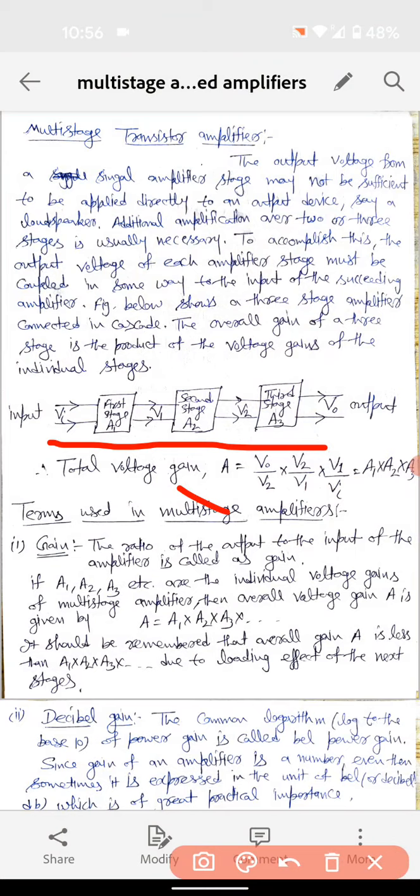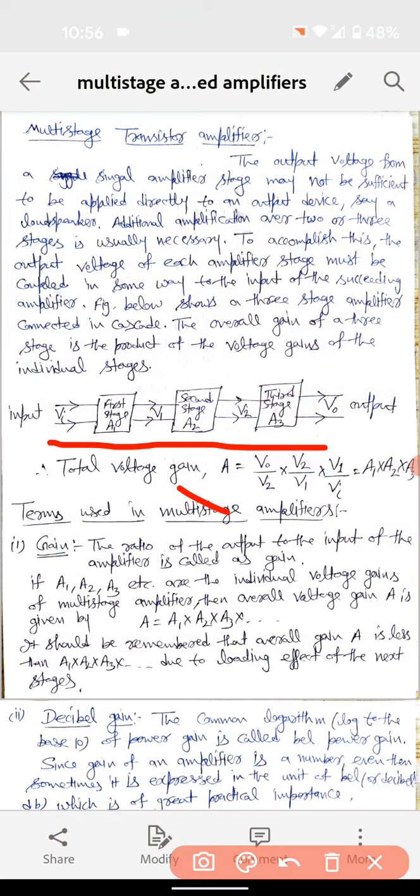Then this term will also come, V2 by V1, which is the gain for the second stage, and V1 by Vi, which is the gain for the first stage. So the overall gain will be the multiplication of all these three stages. This is in general. So when we use the multi-stage amplifier circuit, the gain of the amplifier gets multiplied. We will have much more gain in comparison to the individual amplifiers.